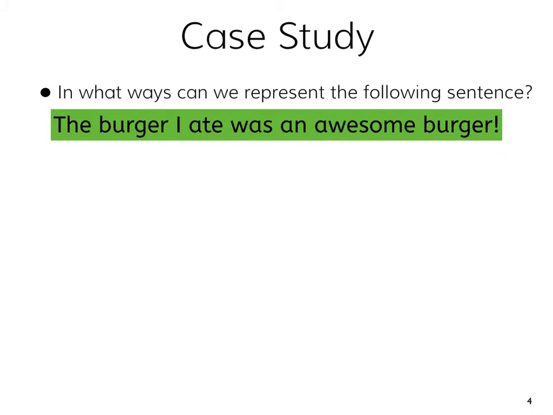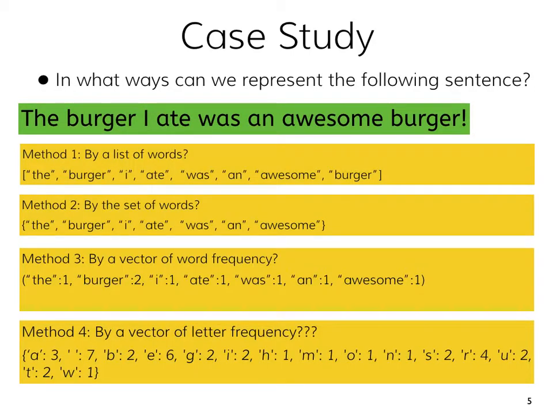So let's take a concrete example and see how this sentence can be represented. We have this sentence that says the burger I ate was an awesome burger. And there are various ways that you can represent this. You can take all the words in the sentence, or you can take just a set of words ignoring the duplicates, or you can represent it by a vector where you have the keys as the words and the values are the frequencies of those individual words. You could also represent this using letter frequencies instead of words, but that's not going to provide that much information about what was said in the original sentence.